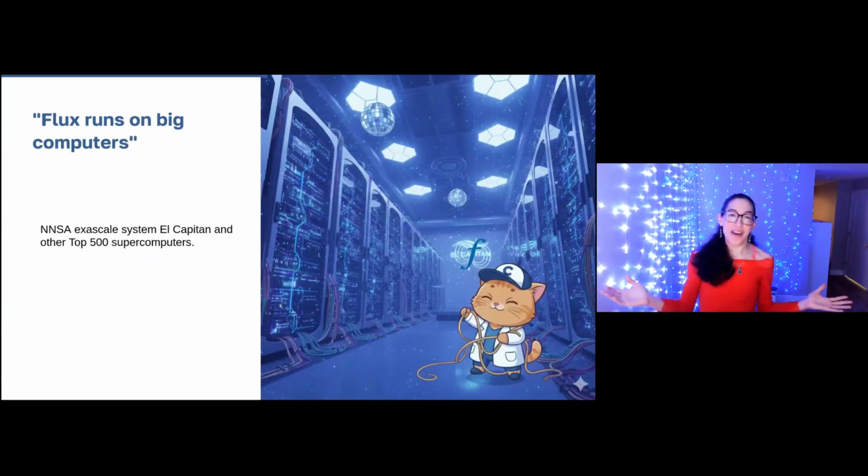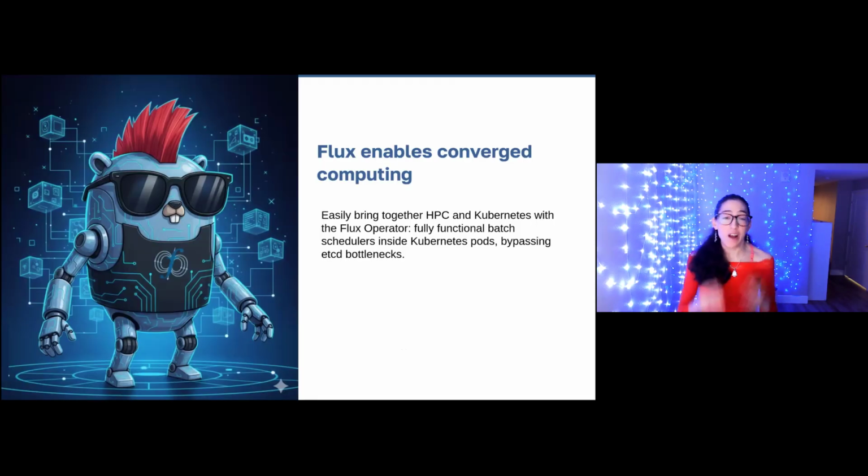What makes Flux special? Let me tell you the ways before we jump into the demo. So Flux runs on big computers. Specifically, this means El Capitan, the number one supercomputer in the top 500 list for 2 years in a row. Flux also enables converged computing. We run it on cloud VMs. We, of course, run it on traditional HPC. Kubernetes, user space Kubernetes down to a single container.